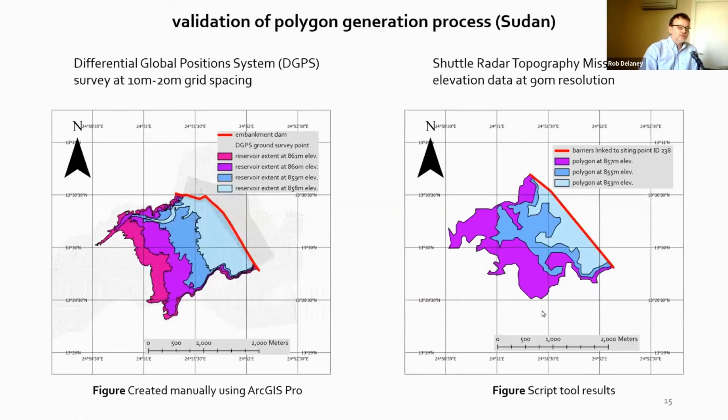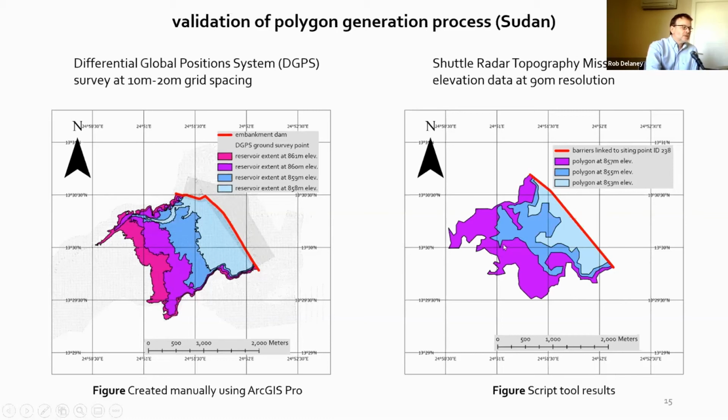And this is a validation we did. We used some data we obtained from the dam site in Sudan, where the survey data was done on the ground using a differential global positioning system. And we did this manually in GIS tools. And you can see here that we've got the embankment dam, and at different elevations, we can get what is the water extent, if you like.